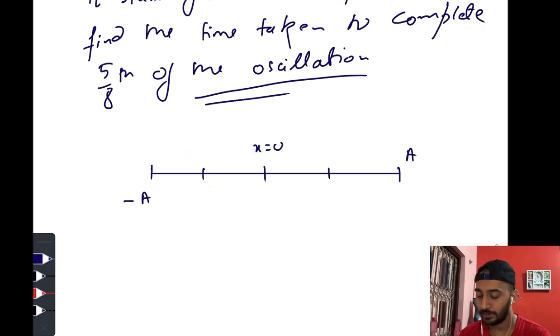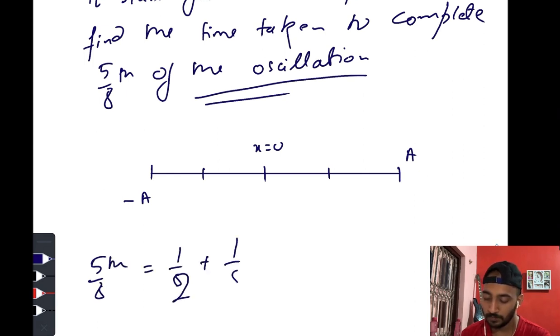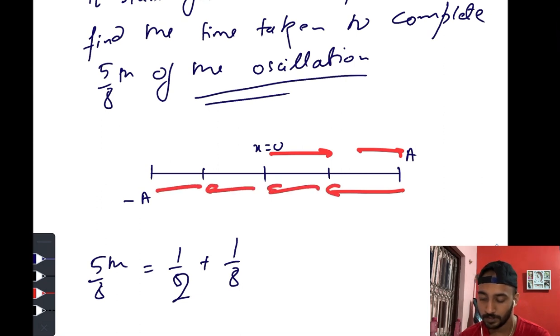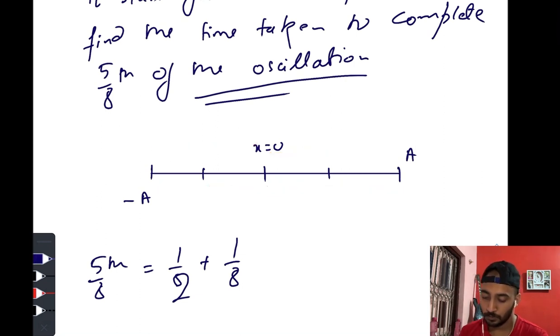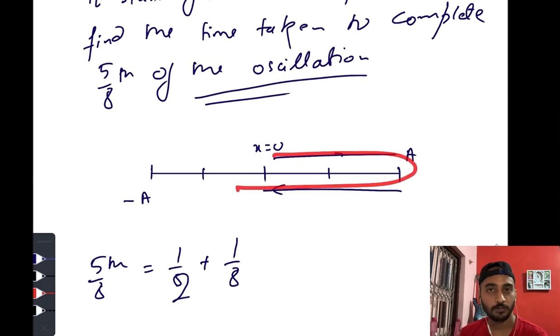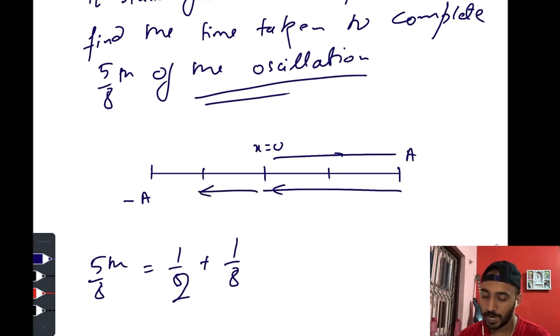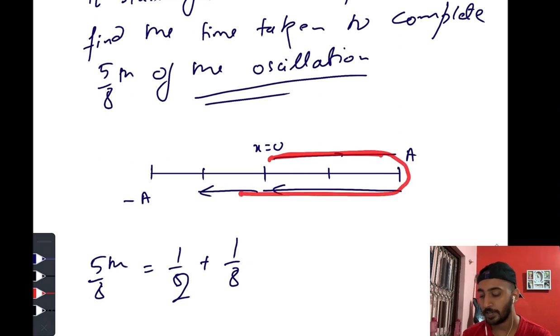So basically the question here is asking 5/8 of the oscillation. So 5/8 means 1/2 plus 1/8. Okay, so we have divided the whole oscillation in 8 parts, 1, 2, 3, 4, 5, 6, 7 and 8. So half of the oscillation means here to here, half of the oscillation, and 1/8, that means here to here. So time taken to reach the particle to this point via this path.